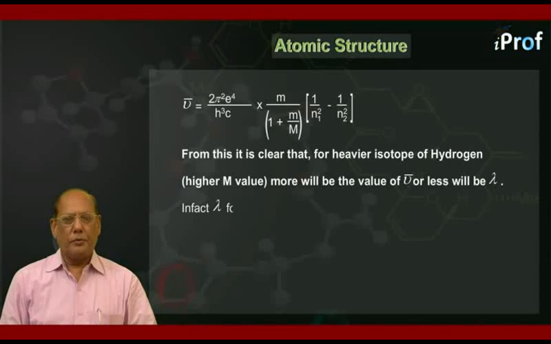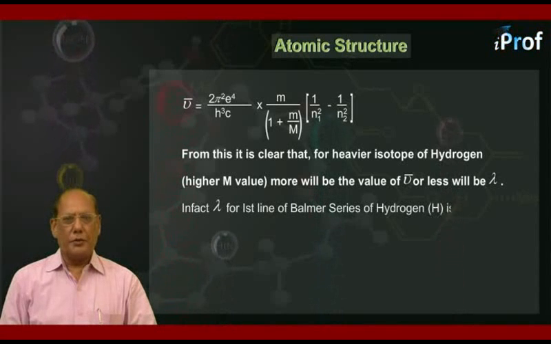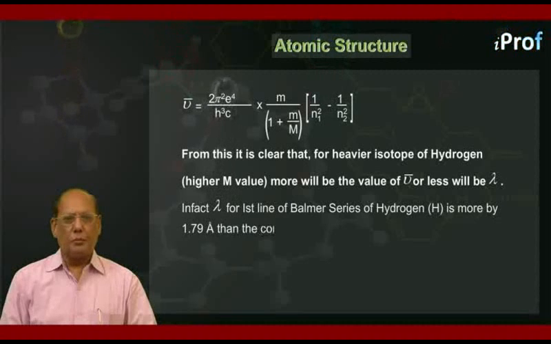In fact, lambda for first line of Balmer series of hydrogen H is more by 1.79 angstrom than the corresponding line for deuterium D.